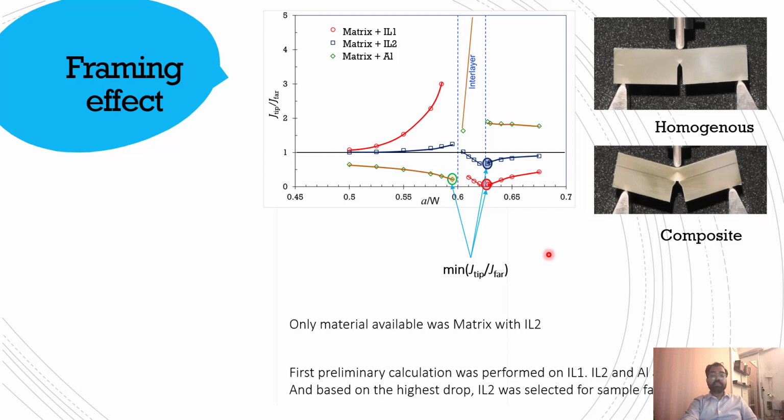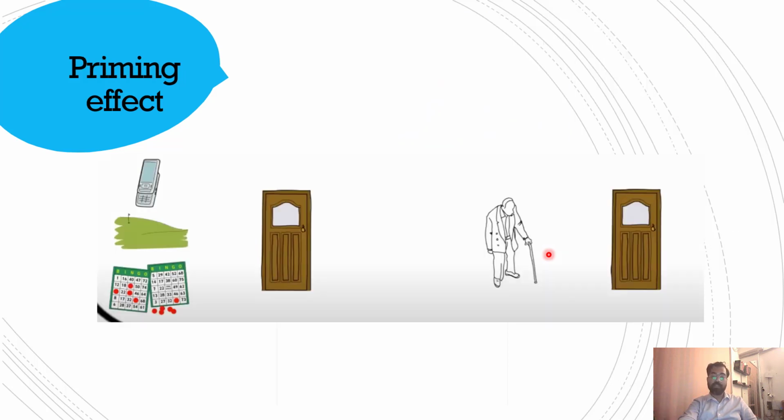So in this case, you are not playing with the reality, but you are framing the idea in a way where it makes more sense, where it makes more impact on your audience. The other effect is priming effect. You can prime your audience with something, and then you can divert them in certain directions.